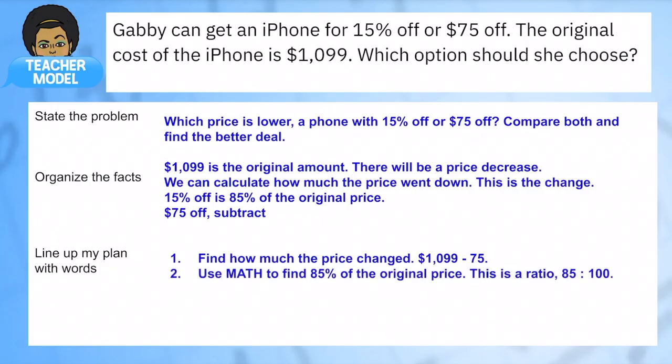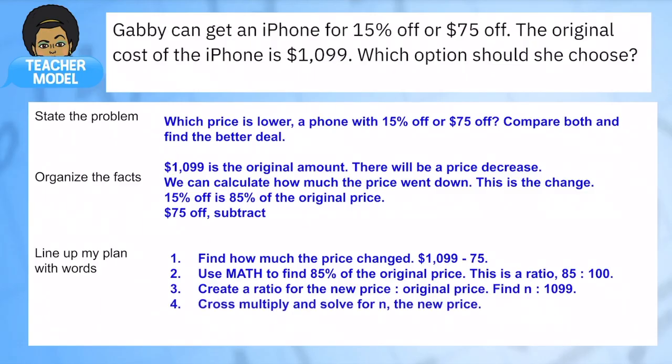And when we use math, we're going to find out 85% of the original price when we set that up. And then we're going to create the ratio table to figure out what the new price would be. 85% of $1,099 will give us the new price. We're going to cross multiply. And then we're going to compare. And we're going to see which is the lower price. And that is the one we should choose. All right. So hit pause, jot this down in your notes, and let's see how we do this in action, because you're going to be doing this in real life.